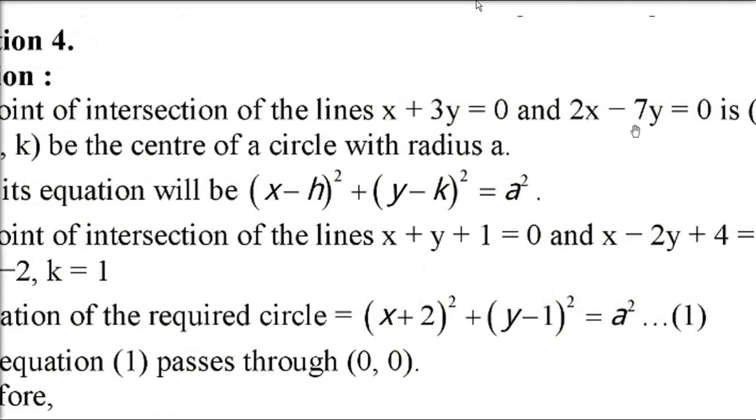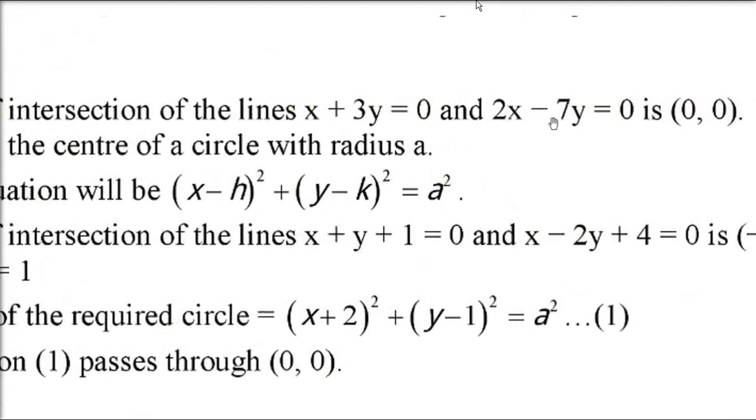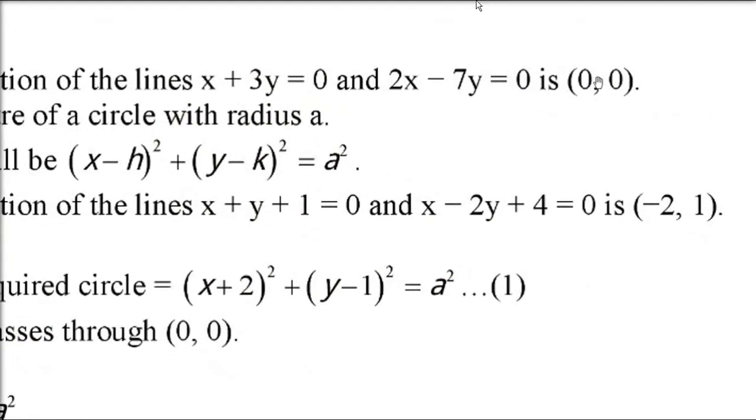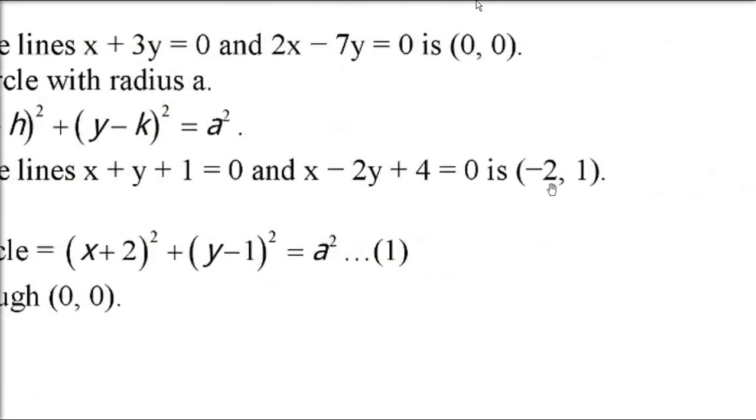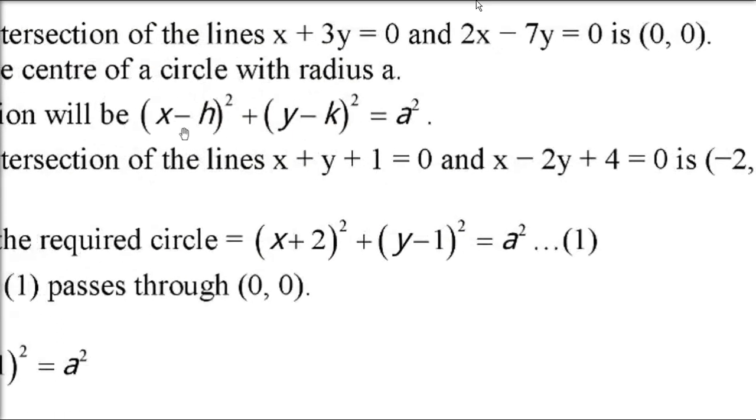So if you take x plus 3y equals 0 and 2x minus 7y equals 0, you need to find out the intersection of these 2 lines. That point, that is (0, 0), this circle is passing through. So I hope you will be able to find out the intersection point, right? This is just a linear equation in two variables, so you can solve it. The other 2 equations, when you solve them, this is exactly what the question is saying, that this is the center. So x plus y plus 1 and x minus 2y plus 4, when you intersect them, it will be minus 2 and 1. So the circle is passing through (0, 0), and the center is (minus 2, 1).